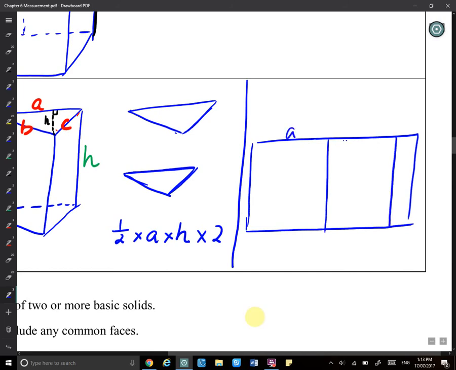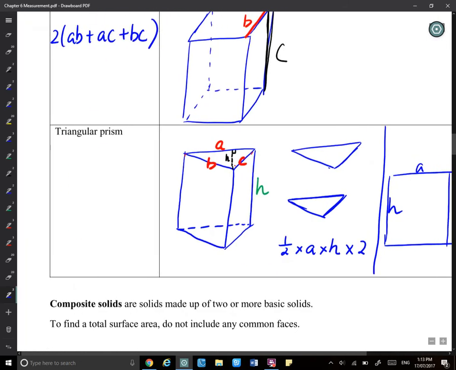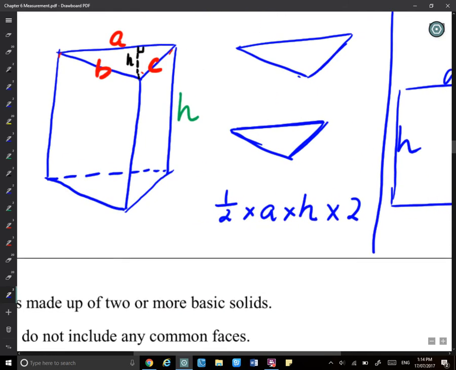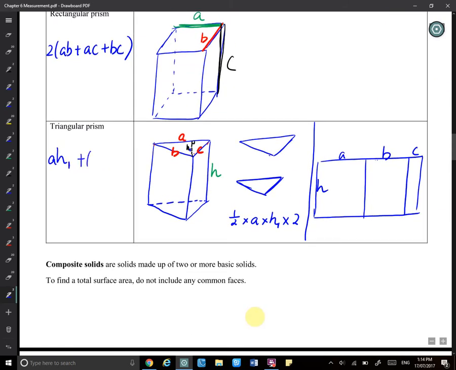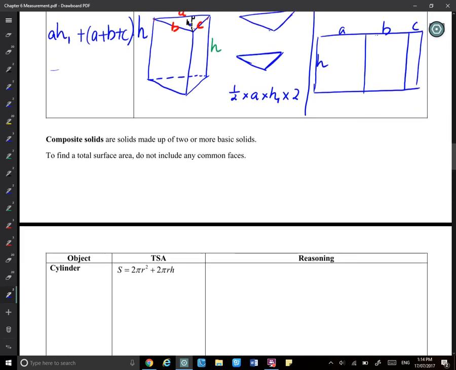Okay, with a, b, and c as the lengths, and H as the height. So therefore, this will be a, well, let's say that's H1. So a H1 plus bracket a plus b plus c times H. Times H is the big rectangle. a plus b plus c is the length, H is the width. And plus 2 triangles here. So that's the triangular prism surface area.